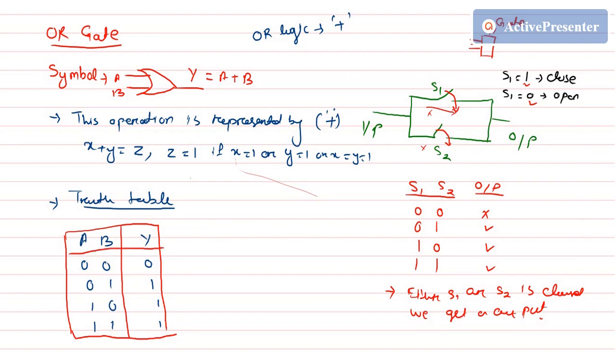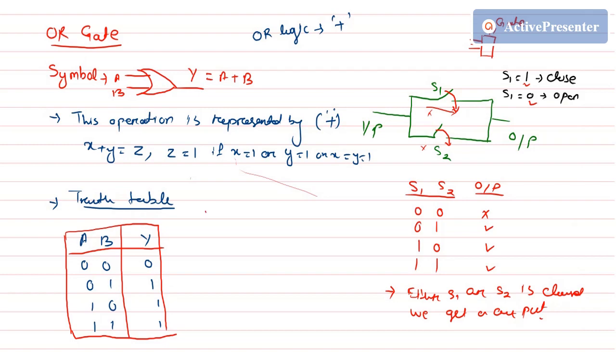After the truth table we will write some points for the OR gate. First I will write the logic expression. The logic expression is Y equal to A plus B. Remember, this plus symbol is not addition, it is the OR operation. If it is written inside a truth table, it will be called an OR operation, it is not a plus operation.